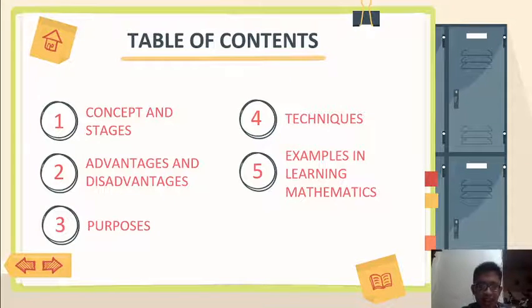This is the table of contents. What will we discuss now? There are 5. The first is concept and stages of product assessment, the second is advantage and disadvantage of product assessment, and the third is purposes of product assessment. The fourth is product assessment techniques in learning, and the last is examples of product assessment in learning mathematics. For the first until the third material will be presented by me, and the rest will be presented by Ade Eky Setiaji. So let's go.